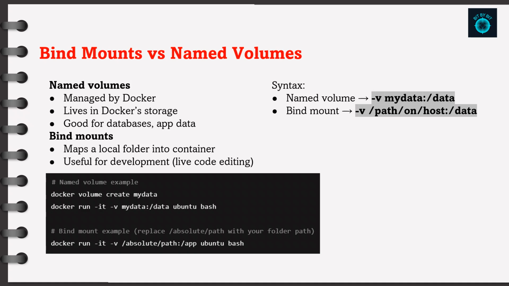Next, bind mounts. Bind mounts directly map a folder from your computer into the container. This means any file changes you make on your computer will immediately appear inside the container, and vice versa. Bind mounts are especially useful during development because you can edit code on your machine and instantly test it inside the container. Example, -v /home/user/project:/app. So, the rule of thumb is, use named volumes when you want Docker to manage data storage. Use bind mounts when you need direct access to files on your computer, often while coding.